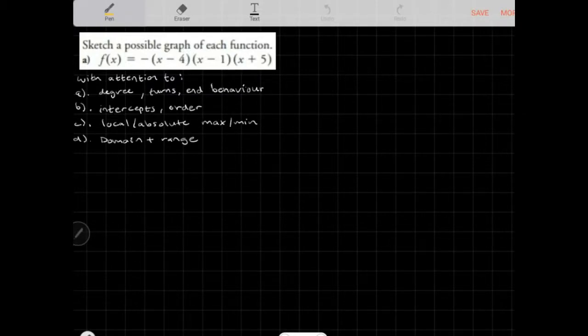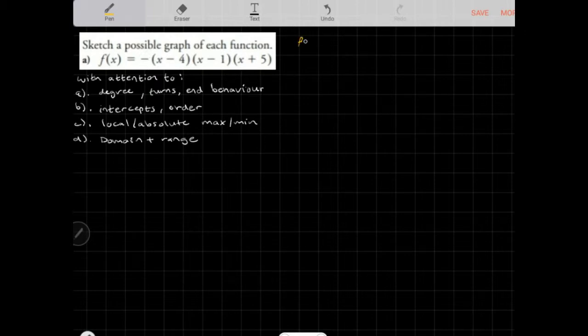Alright, let's sketch a possible graph for the following function. f(x) is equal to negative (x minus 4)(x minus 1) times (x plus 5). So this is a polynomial function in factored form. And just off the bat, you can notice here that there's a negative on the outside.